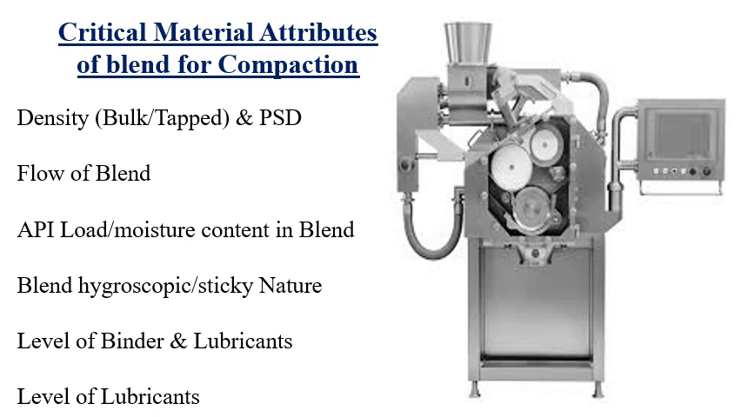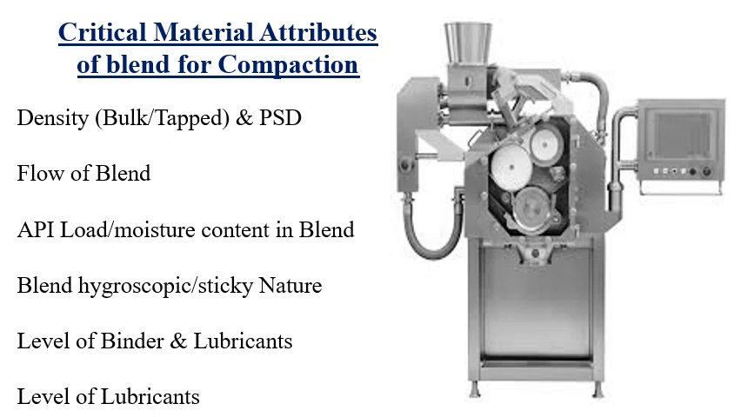Density of the blend before compaction, that is called the pre-compacted blend or blend for compaction. So bulk density and tap density of the blend to be compacted, and particle size distribution of that blend, are critical material attributes for compaction. Flow of the blend is important. API load and moisture content in the blend are important CMAs.